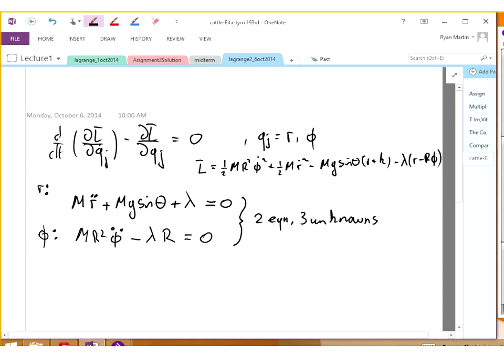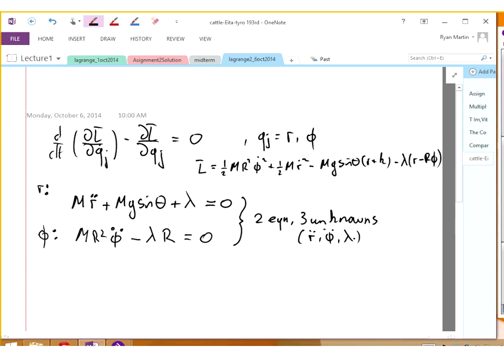So what are the three unknowns? Obviously lambda, but then the r double dot and phi double dot, right? We want to know the accelerations so that we can write a system of ordinary differential equations that we can solve. All right, so the three unknowns are r double dot, phi double dot, and lambda.